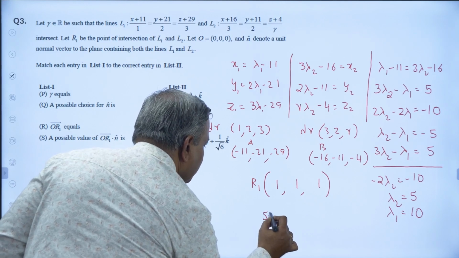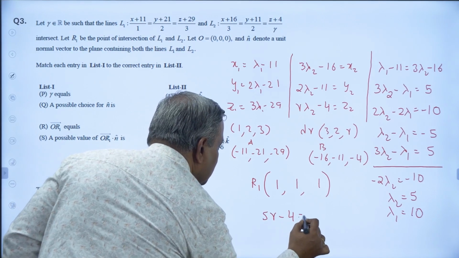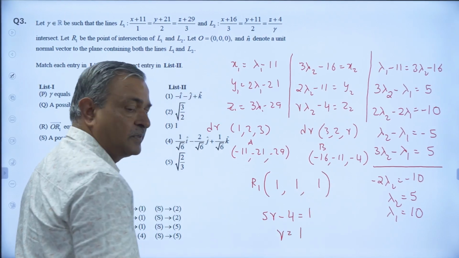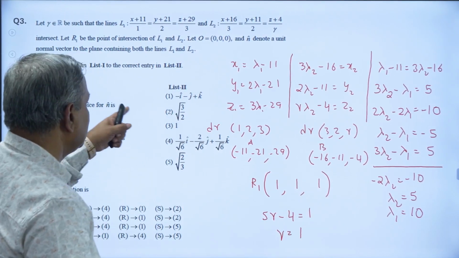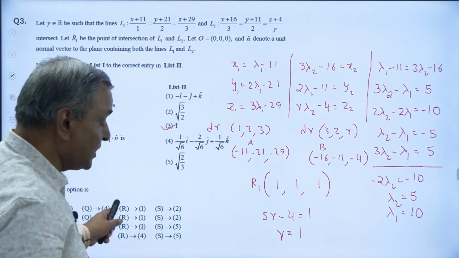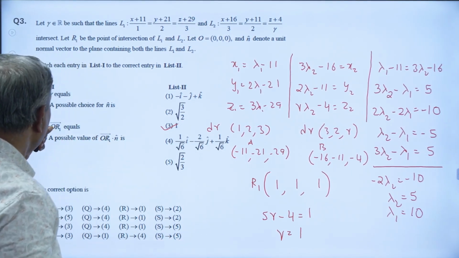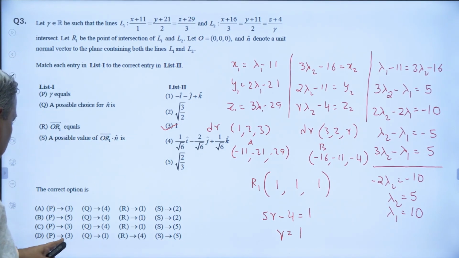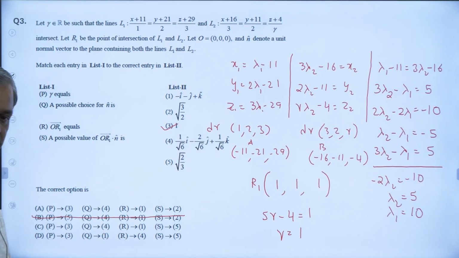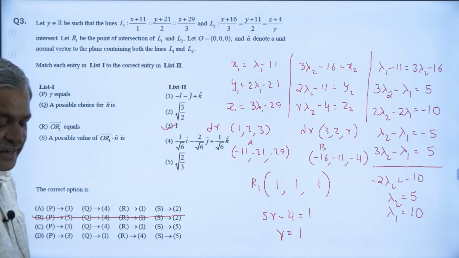5 gamma minus 4 is equal to z2, which is 1. So we got gamma is equal to 1. Already we got the gamma is equal to 1 option. One answer you already got, so you can eliminate. So P is P3. Where is P3 given? So this is eliminated. B is already eliminated. So P is 3. Three options are given to you.